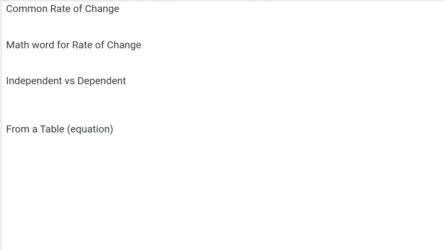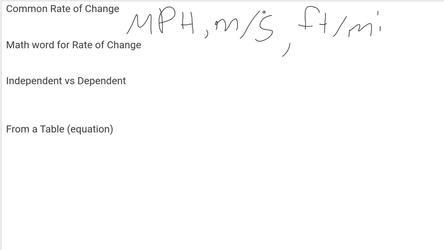G, and today we're going to talk about what rate of change is. So, the most easy way to think of rate of change is to start thinking of some of the ones that you already know. So, one is miles per hour. Another one that you know is meters per second. We could do feet per minute. So a rate of change is measuring a distance by a time.